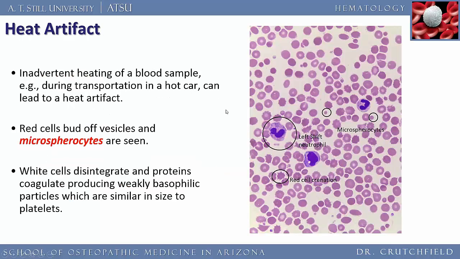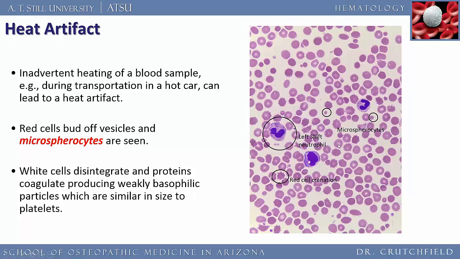Here's some more artifact. Heating of a blood sample. For example, we're running across town. We got a blood sample. It's in a hot car. And then we can see these microspherocytes. These guys right here. Now, this peripheral smear is interesting. This got lots of stuff in it. So we have a crenated red cell, which is also called a Burr cell. This is from too much heat. We have microspherocytes, which sometimes the Coulter counter will confuse these and think that they're platelets.